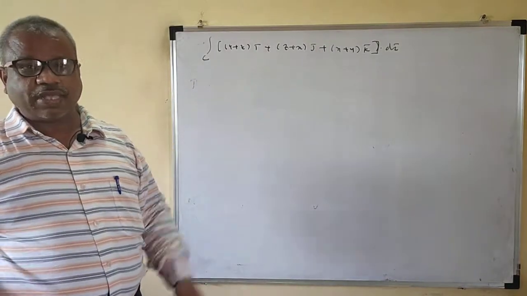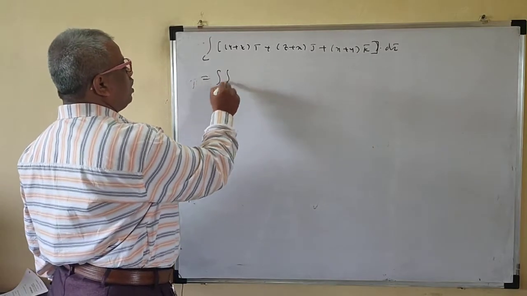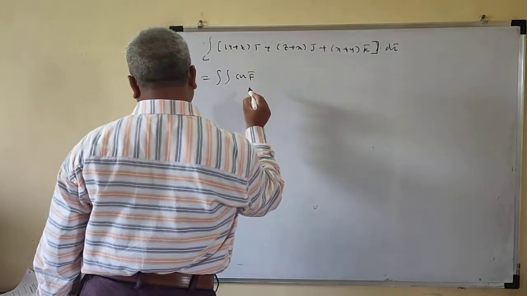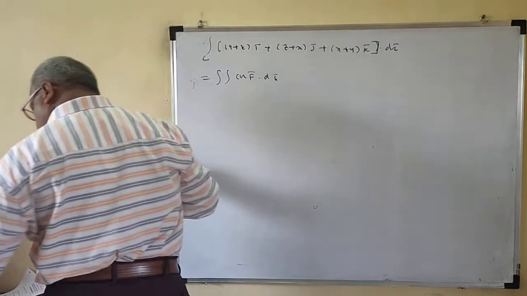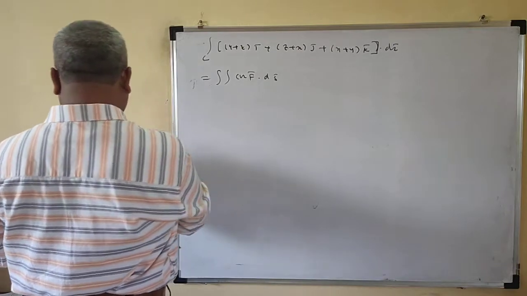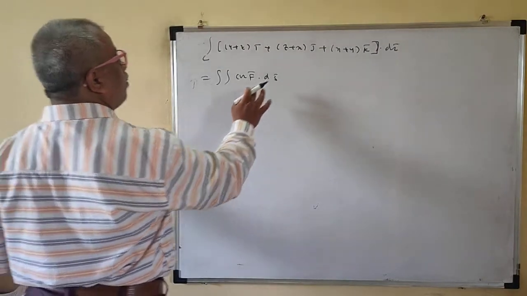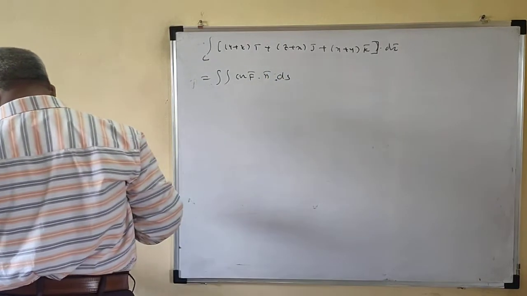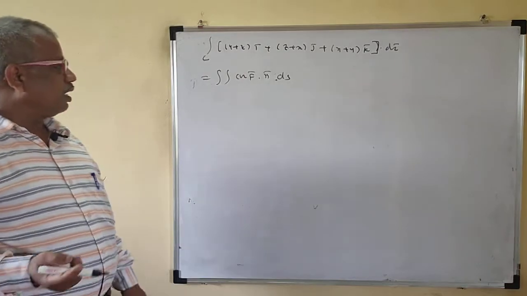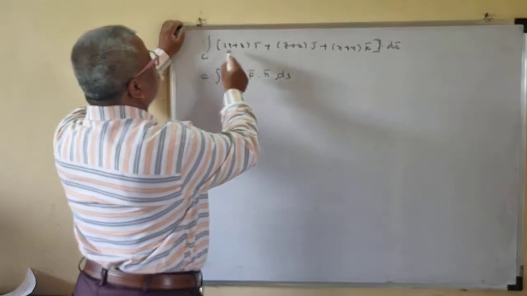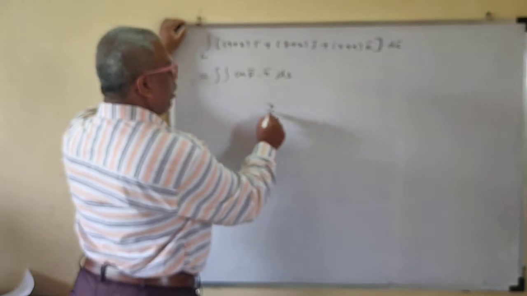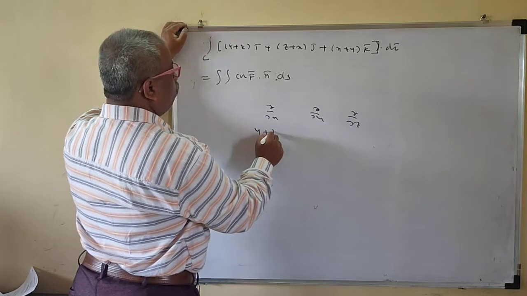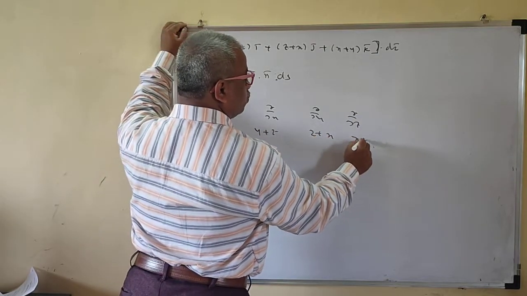So the line integral you can convert into a double integral, that is, the double integral of curl of F bar dot ds bar. Curl of F bar dot n bar ds, or ds bar, doesn't matter. Now curl of F bar: we find the determinant with ∂/∂x, ∂/∂y, ∂/∂z and the components y plus z, z plus x, x plus y.